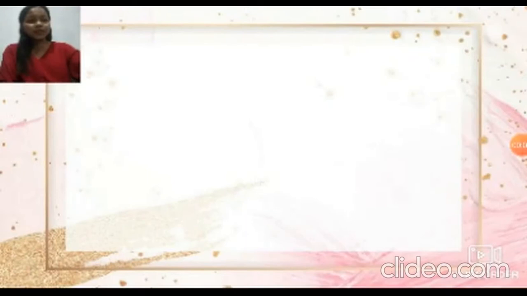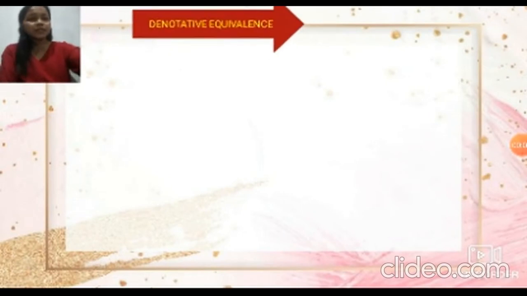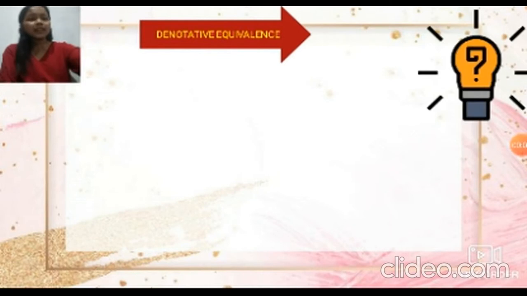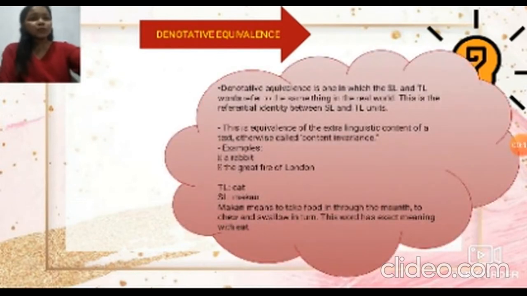I am Riris Romauli Pasaribu, and here I would like to explain to you about denotative equivalence. So, what is denotative equivalence? Denotative equivalence is one in which the source language and target language words refer to the same thing in the real world. This is the referential identity between source language and target language units. Jadi, denotative equivalence itu merupakan suatu kesetaraan di mana kata di dalam bahasa sumber dan bahasa sasarannya itu merujuk pada hal yang sama di dunia nyata.